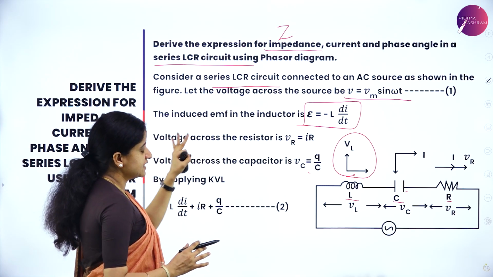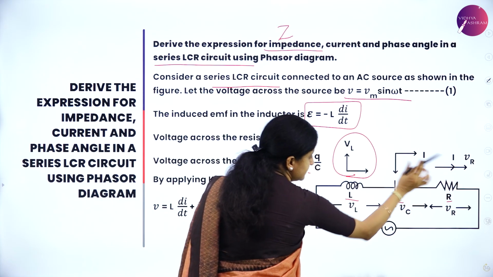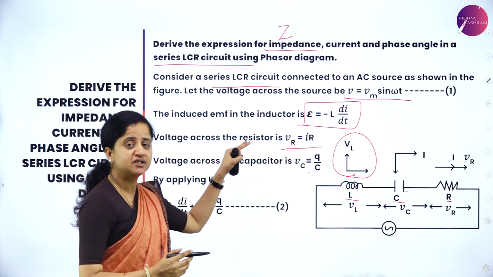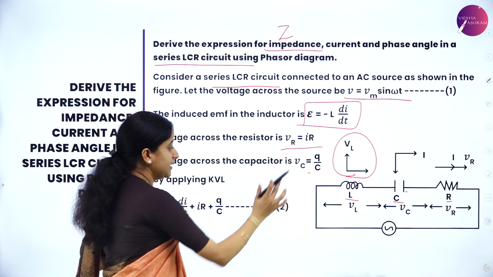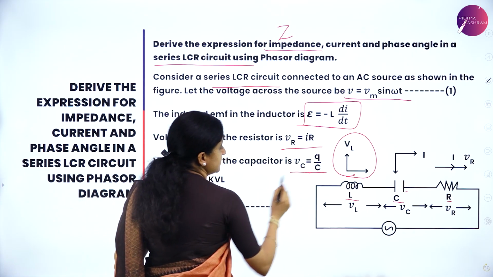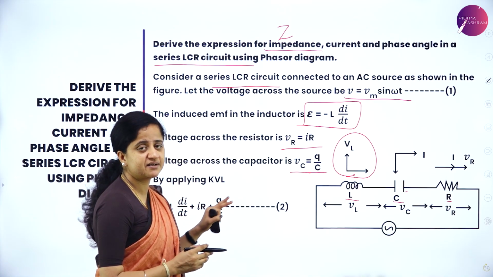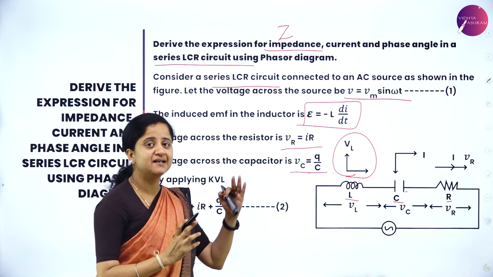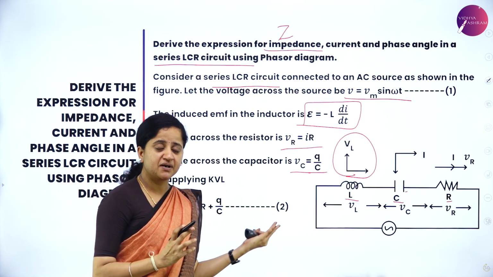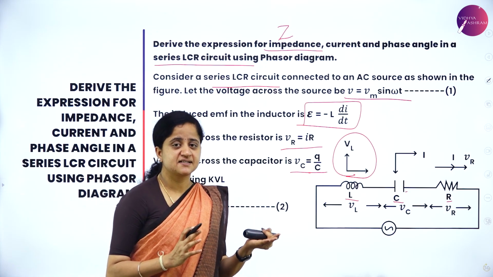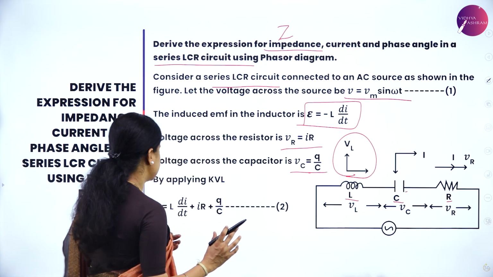Now, since there is a resistor, the voltage across the resistor is given by VR is equal to I into R according to Ohm's law. There is a capacitance also in the circuit. So the voltage across the capacitance is VC is equal to Q divided by C. We have considered these conditions separately in deriving those three expressions when the AC source is connected to an inductor, capacitor and resistor, which we learnt in our previous session.